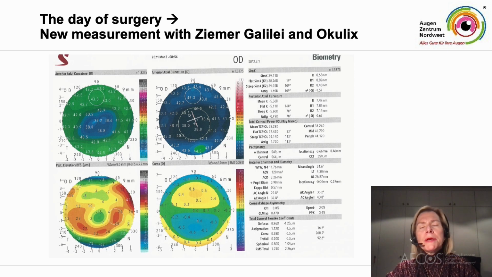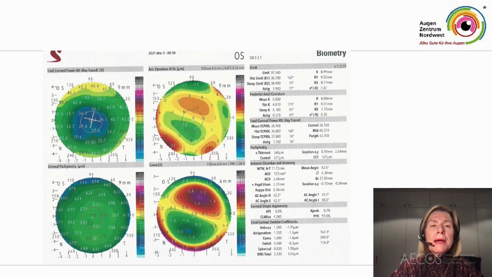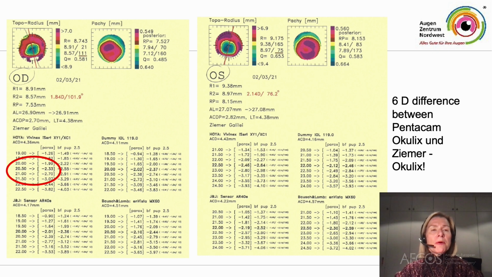On the day of surgery, I had the idea to do a new measurement with the CIMA Galilei and the Oculix ray tracing software. And here you see the results for the right eye and for the left eye. And you can easily see in the Oculix software that there is a 20.0 diopter lens now for the right eye. This means there is a 6 diopter difference between Pentacam Oculix and CIMA Oculix software.